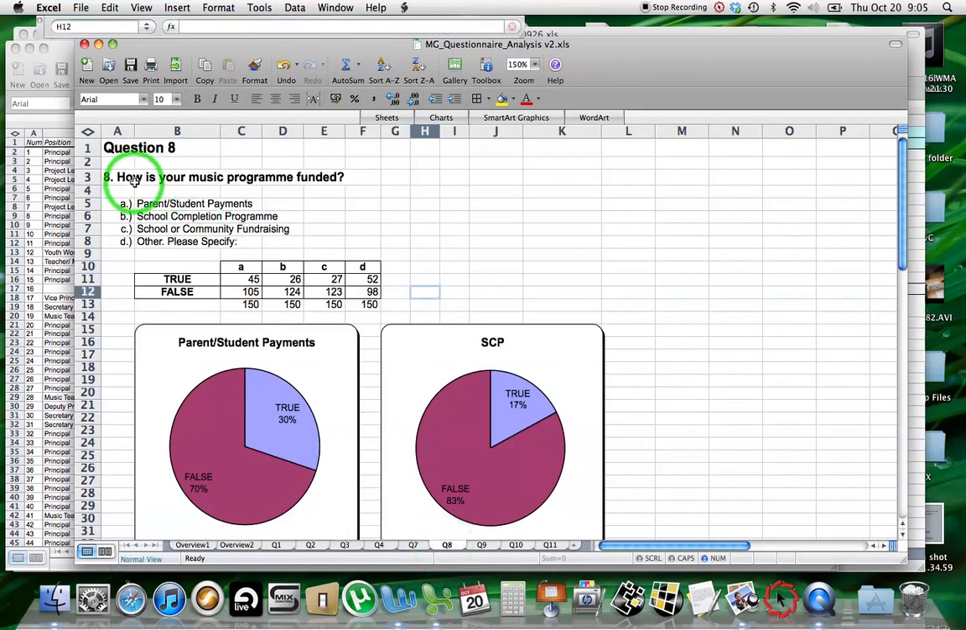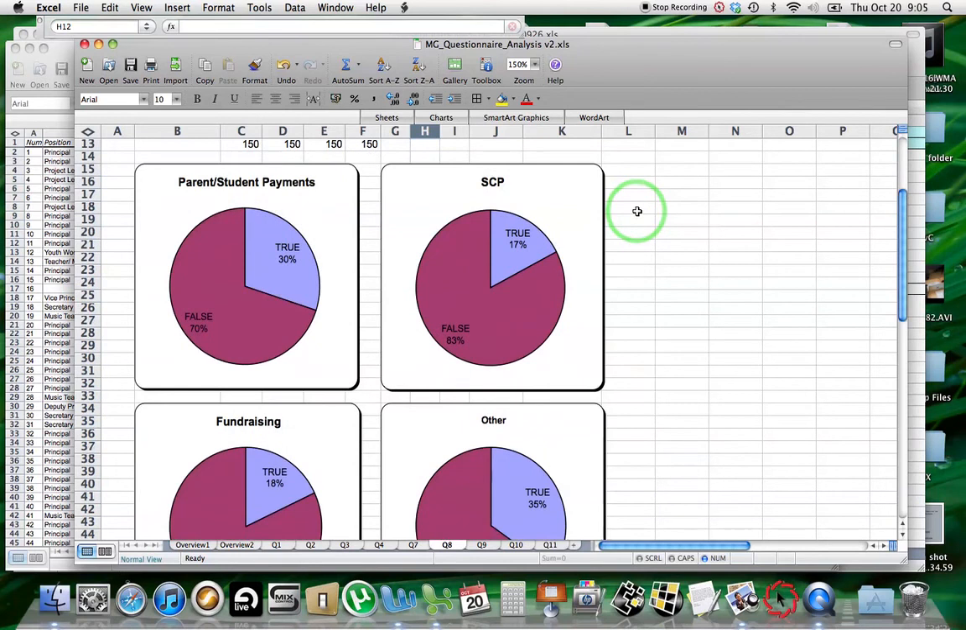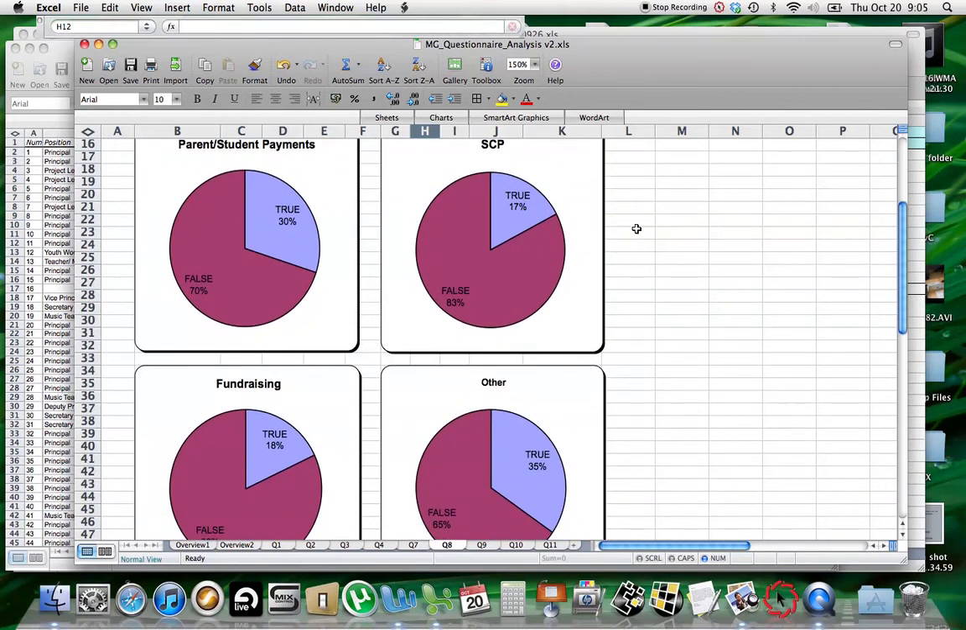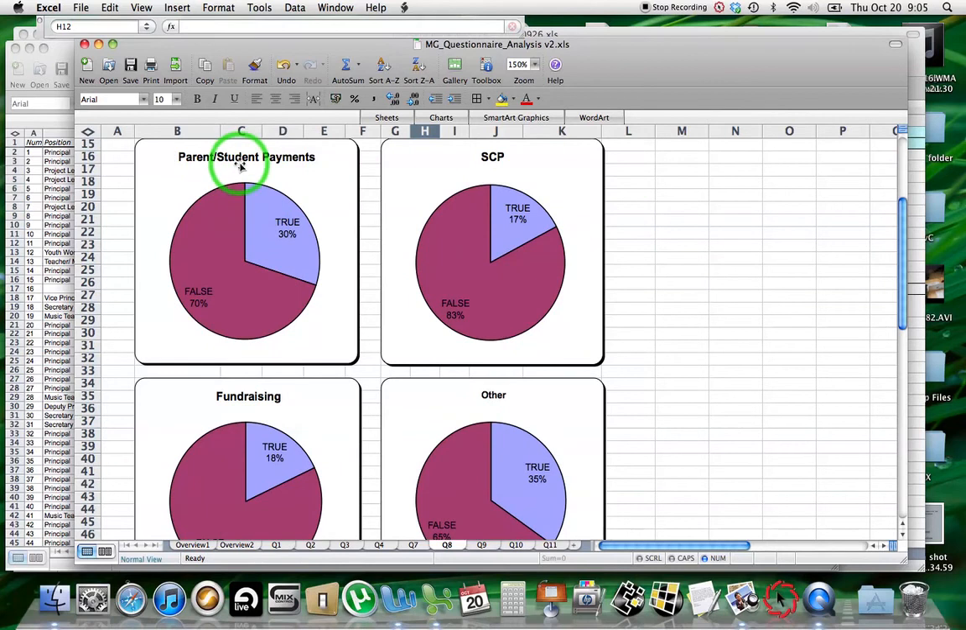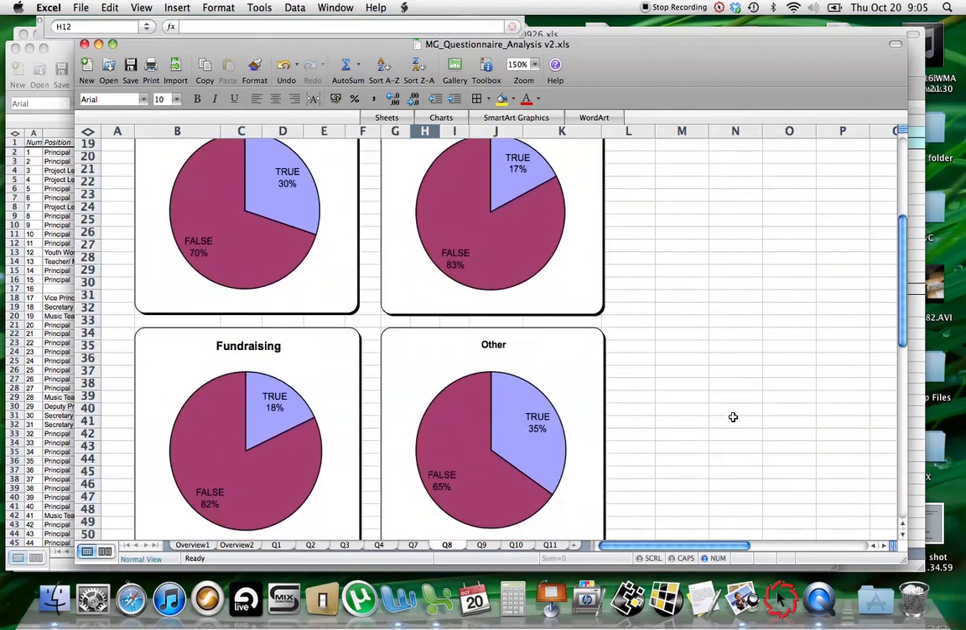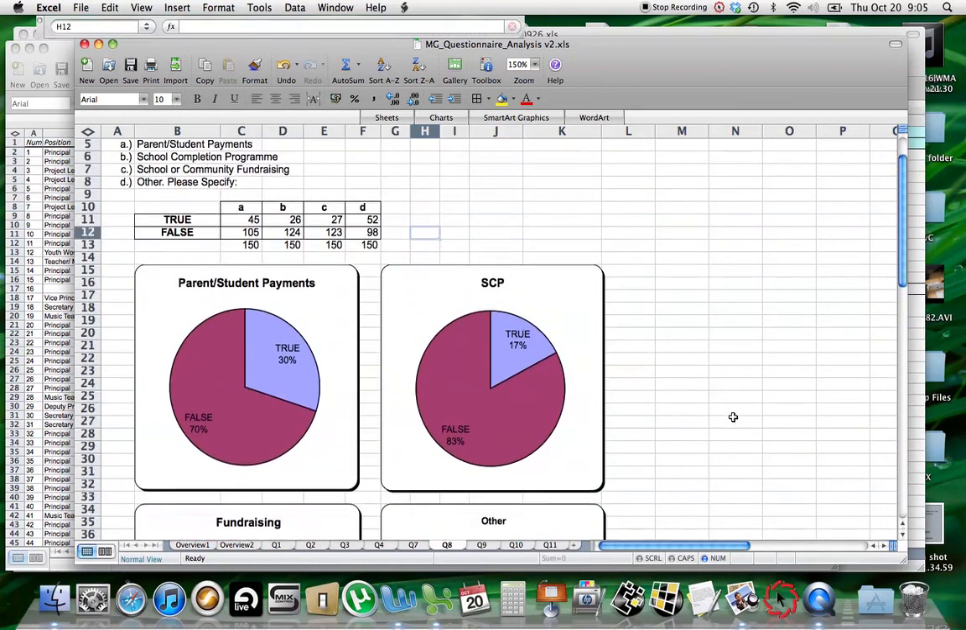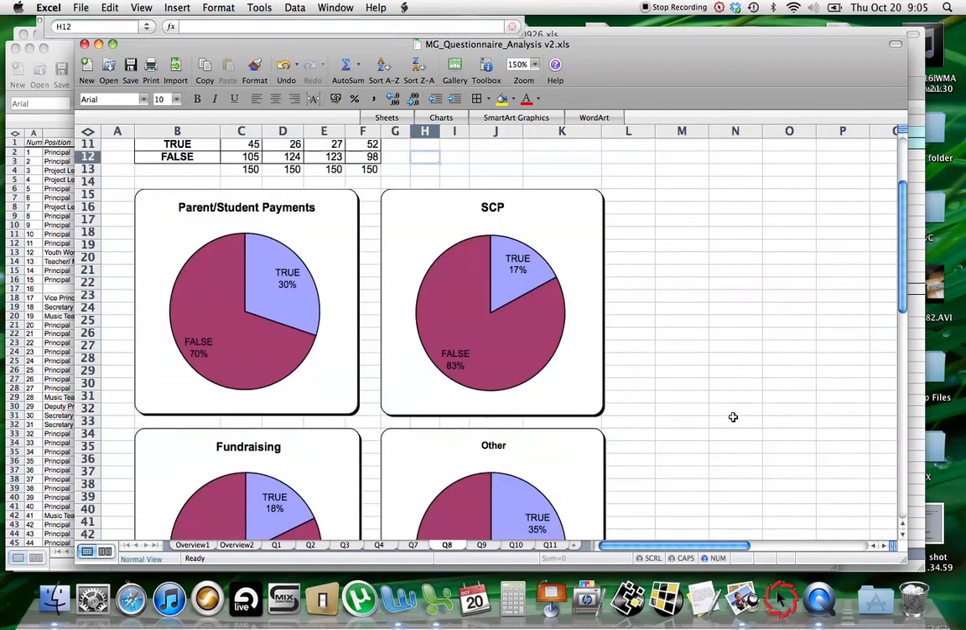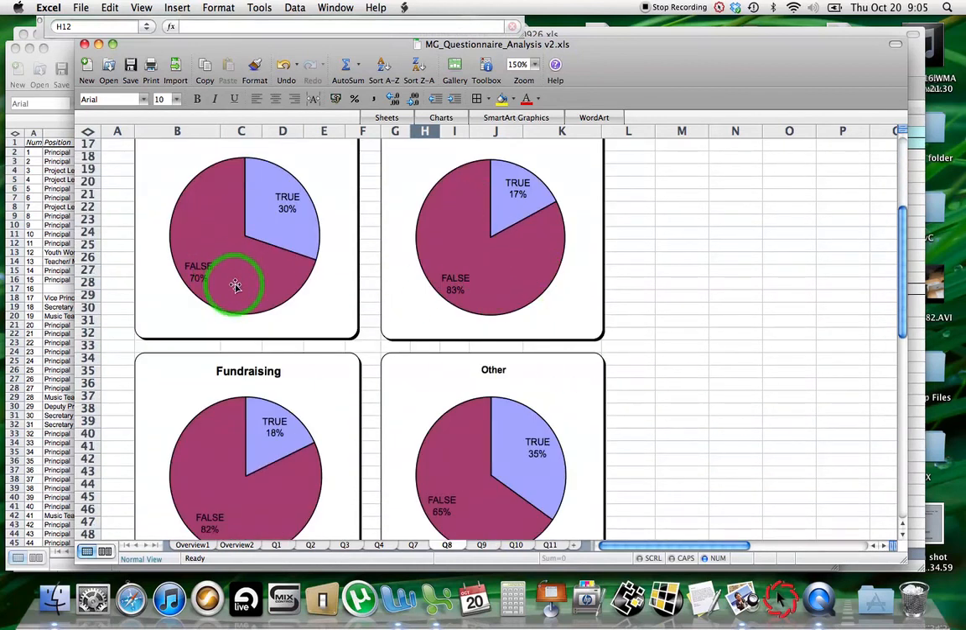Okay, question 8, how is your music program funded? Another interesting one for us. If you look at the four areas we talked about, parents or students funding it, school completion program or fundraising. Majority of the time, there really isn't funding happening for these people, but most of the time where it does happen, it's parents or students and some other methods. So it's quite a strong message there from our point of view as well. How is your music program funded? A lot of the time, it's not. So there's a need for it.